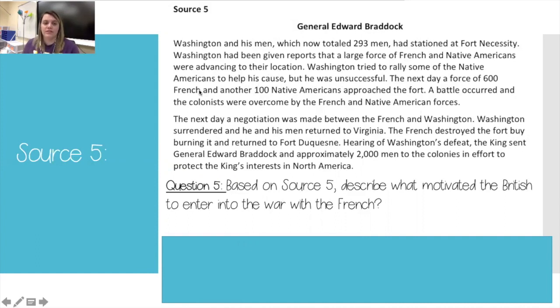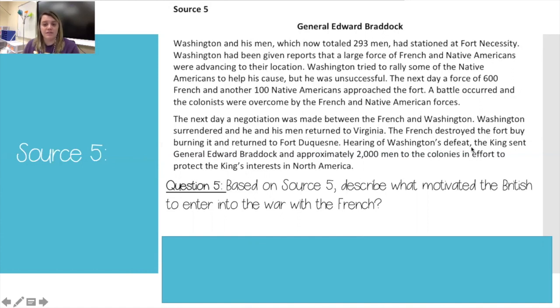The next day, a force of 600 French and another 100 Native Americans approached the fort. A battle occurred, and the colonists were overcome by the French and the American forces. So, defeat. They lost. So the next day, a negotiation was made between the French and Washington. Washington surrendered, and he and his men returned to Virginia. The French destroyed the fort by burning it and returned to Fort Duquesne.